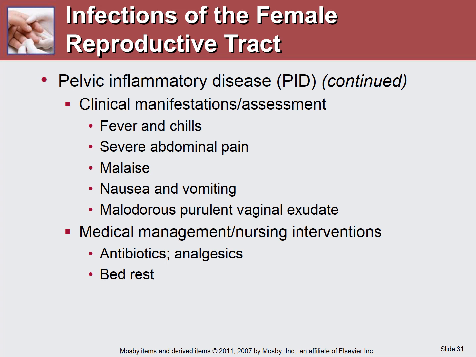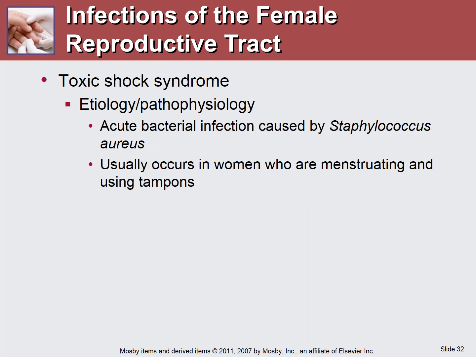Next slide. Toxic shock syndrome is an acute bacterial infection that is caused by Staphylococcus aureus, usually occurring in women who are menstruating and using tampons, but toxic shock can be from other things that are left behind. So there are other things people can put in that will cause this type of condition. All right, but tampon use, especially back in the day, was a major cause for this. Next slide.